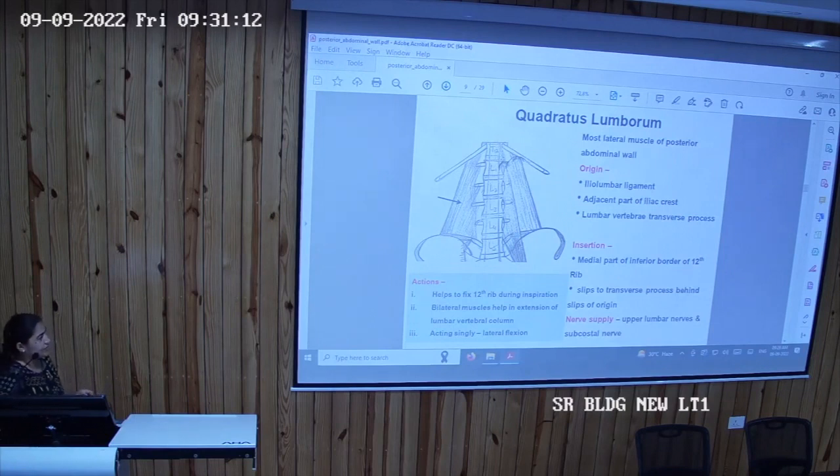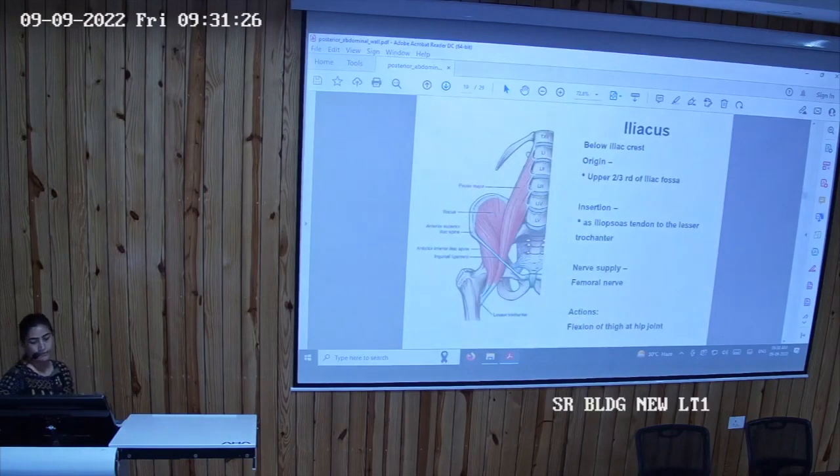Nerve supply to this muscle is upper lumbar nerve and the subcostal. As this is the region of the subcostal nerve, so one subcostal nerve, that is T12, is supplying it along with the lumbar nerve. Coming to the last muscle, that is iliacus. So iliacus, you all know from where it is coming.